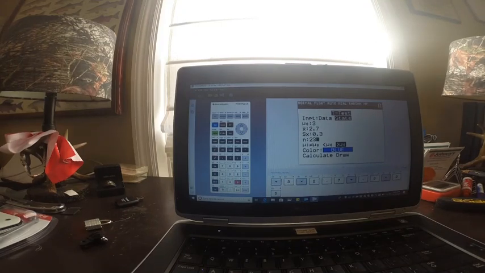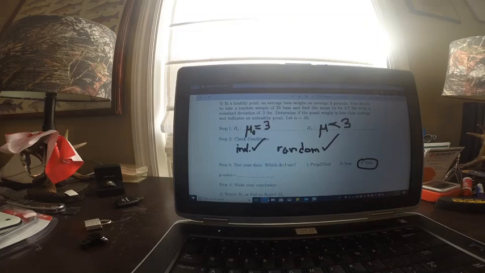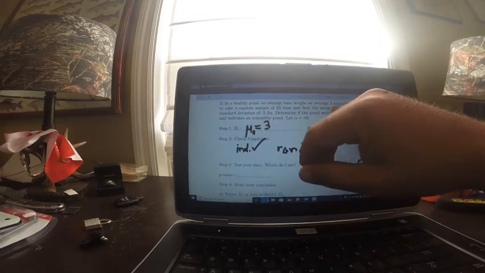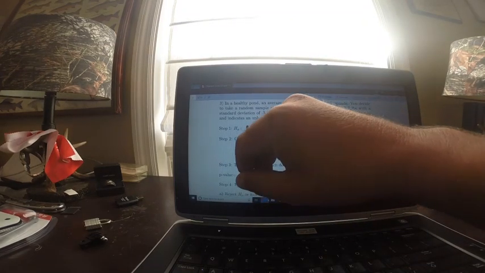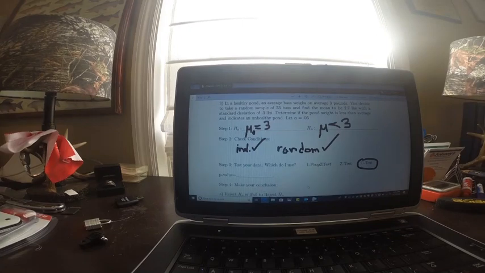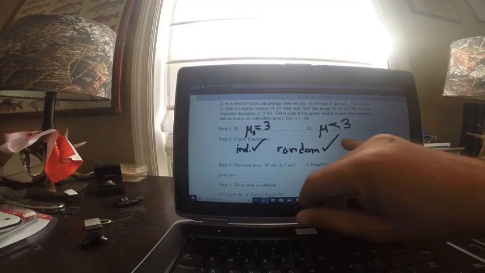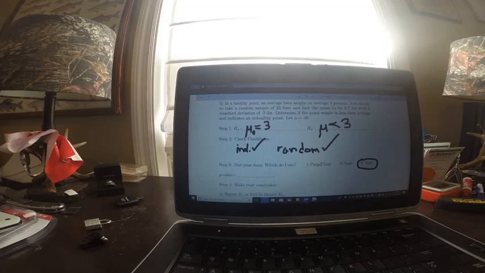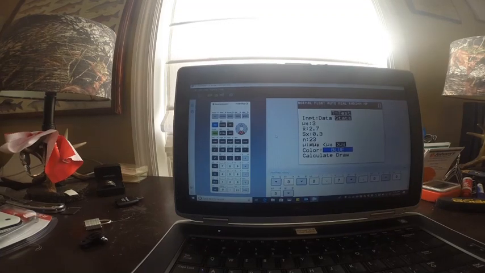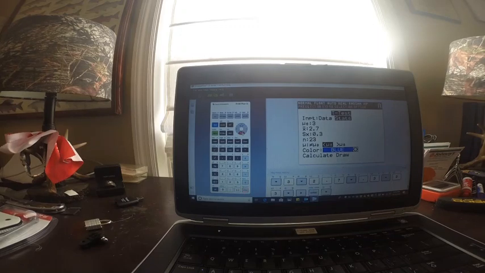I'm going to go back and check all this really quick. Yep, 3, 2.7 and 23 here. So we're all good so far, and we've got an alpha of 0.05. Now let's look at the other setting. It's the less than sign here, so that's the sign we're going to choose. So we need to go and select it. It's number 2. And then we're going to calculate.